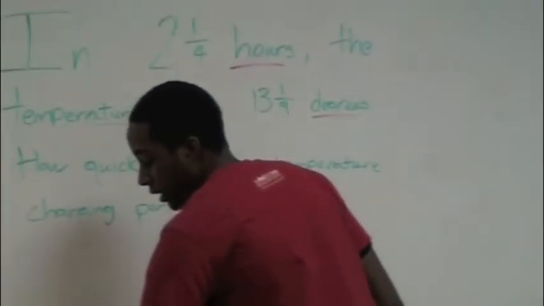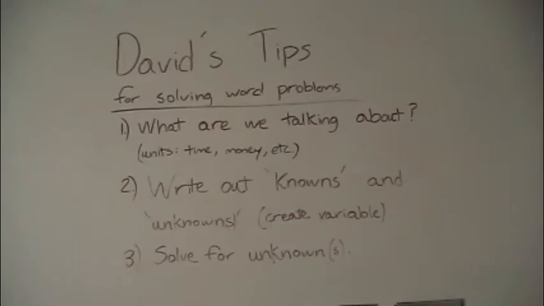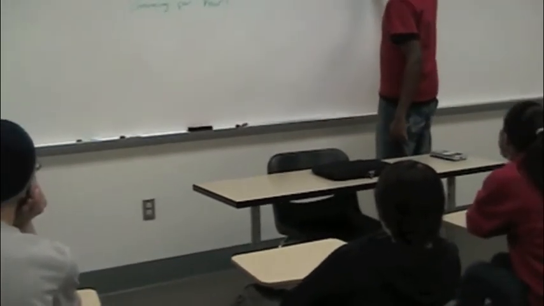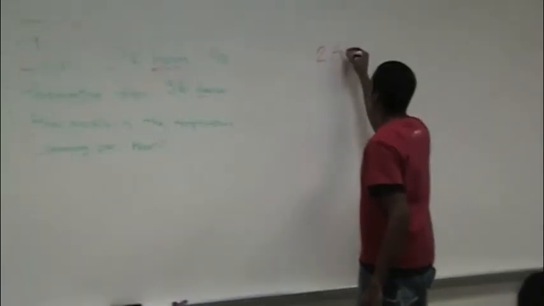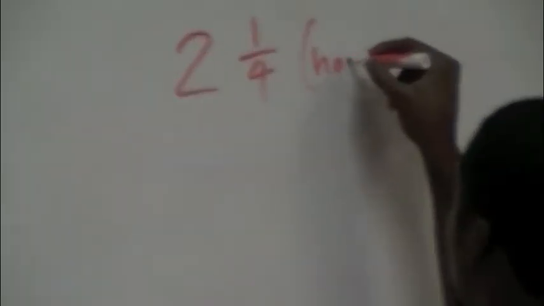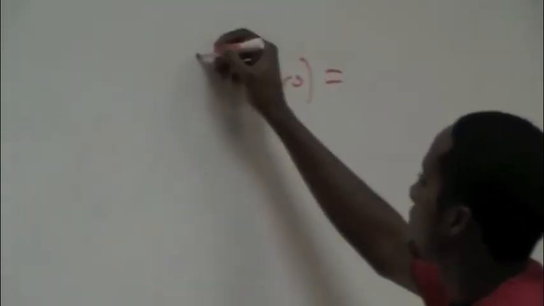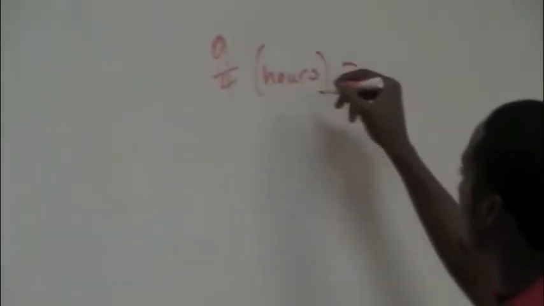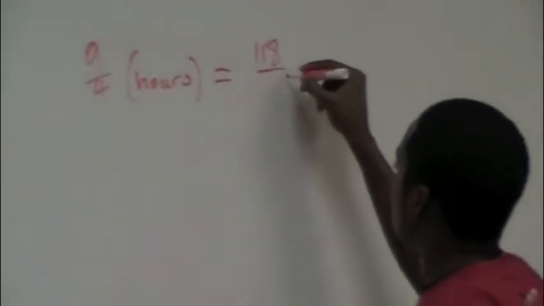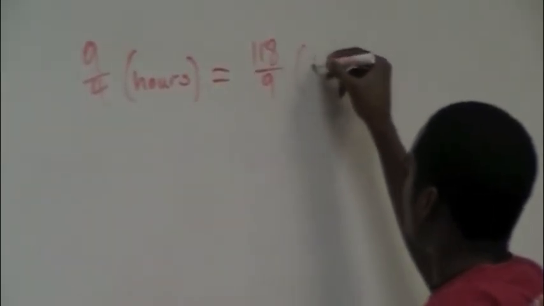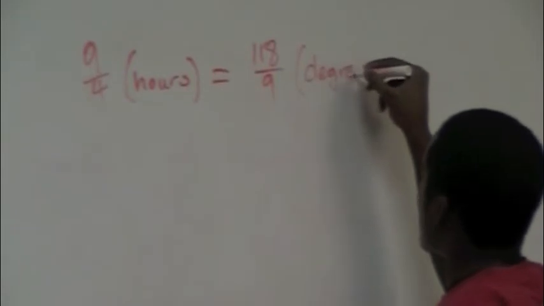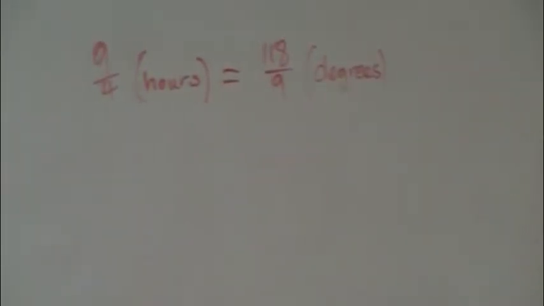So, let's set up an equality. According to step 2, write out our knowns and unknowns. So, what we do know is that we have 2 1/4 hours, which we made 9/4, is equal to 118 over 9 degrees. So, we look at this, and we're like, okay, we don't have our unknown yet, we don't have our x, which is what we're going to find out shortly.